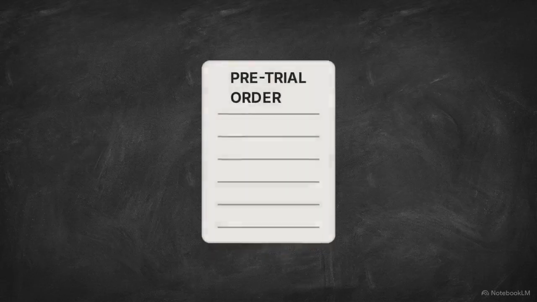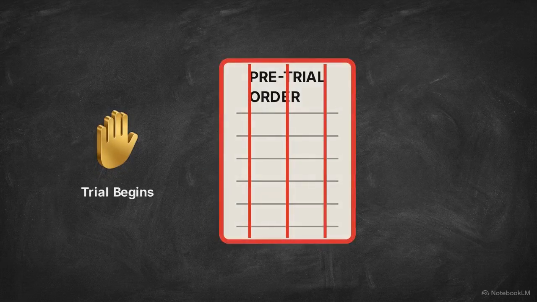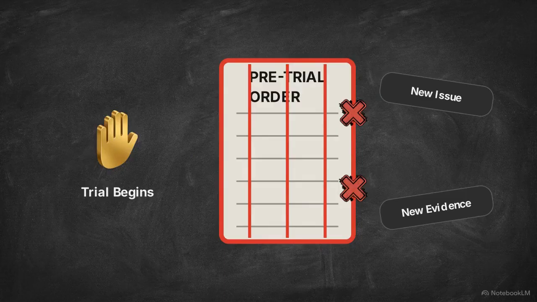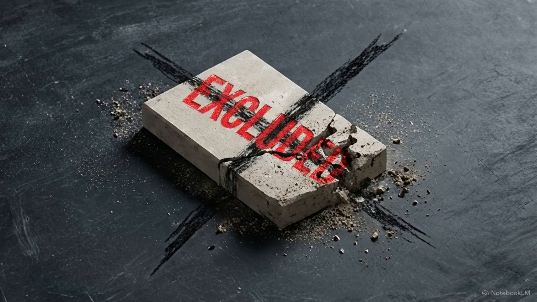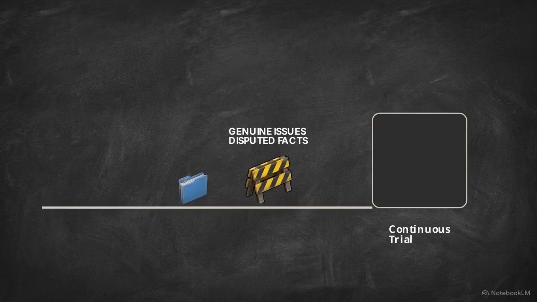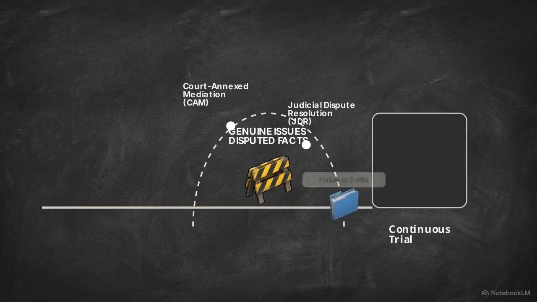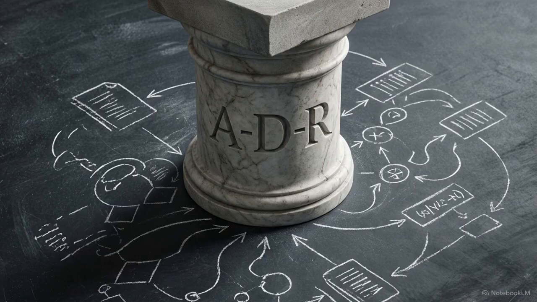Once the trial begins and a witness has testified, the order can no longer be amended to include new issues or evidence. The finality of this document means that any legal theory or evidence omitted during pretrial is effectively waived. Sections 8 and 9 require cases with genuine issues to exhaust alternative dispute resolution through court-annexed mediation and judicial dispute resolution. Participation in these ADR stages is a structural requirement of the pretrial phase, not an alternative to it.